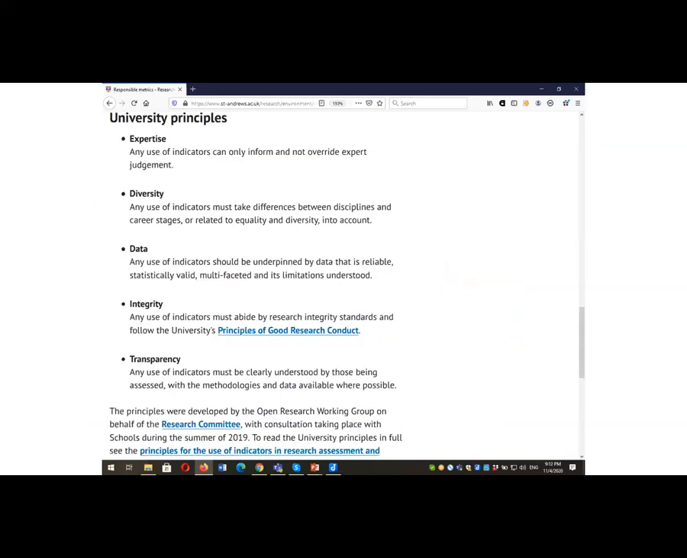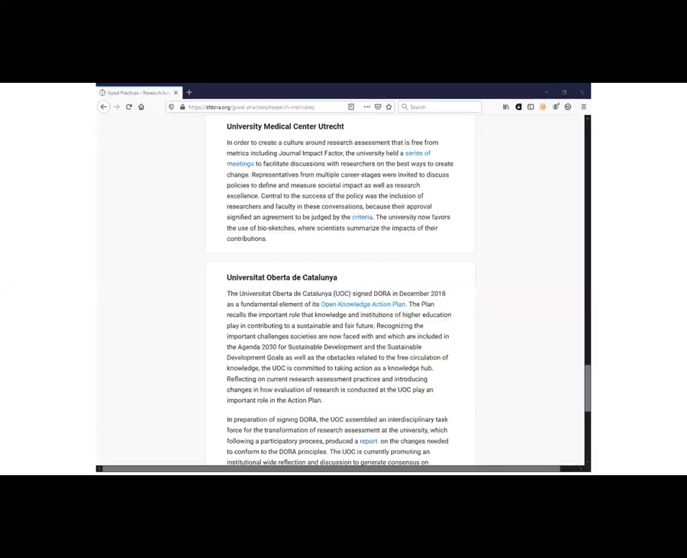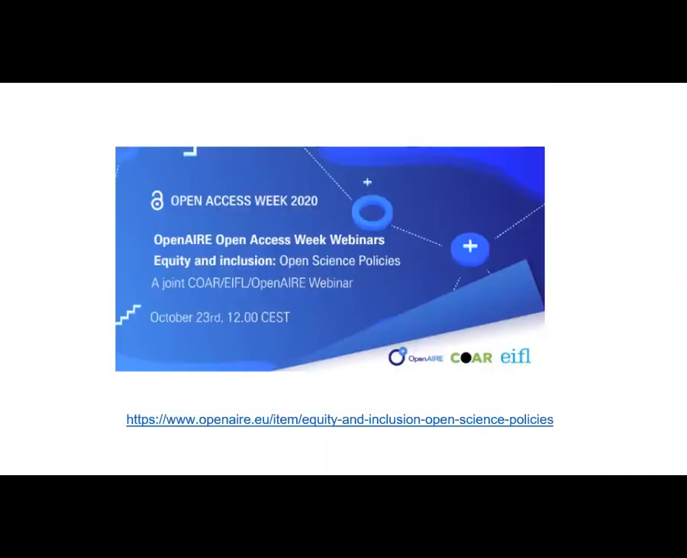For example, St. Andrews University said that they are looking at expert review, diversity, making sure the data is really available, integrity and transparency. The Open University in Catalonia in Spain added achieving sustainable development goals as one of the impact indicators that they are asking researchers to address. So they are more interested not in the number of citations, but in how research is really making a difference.